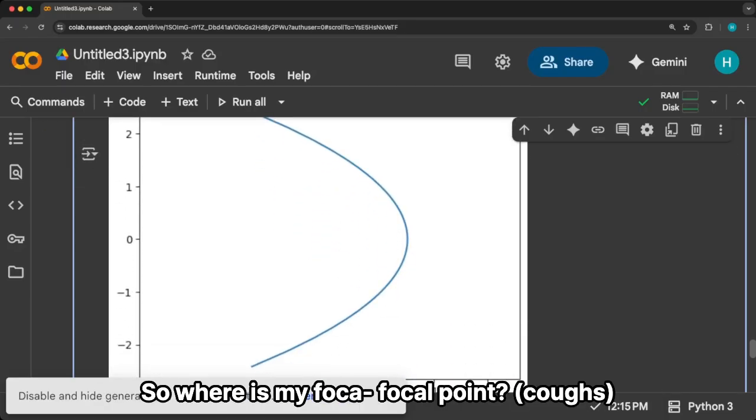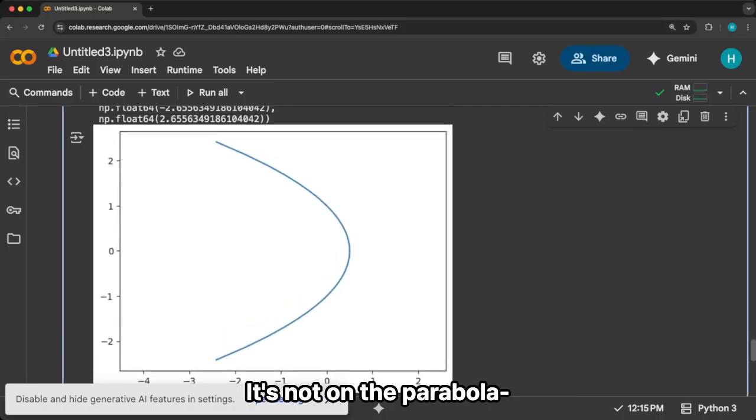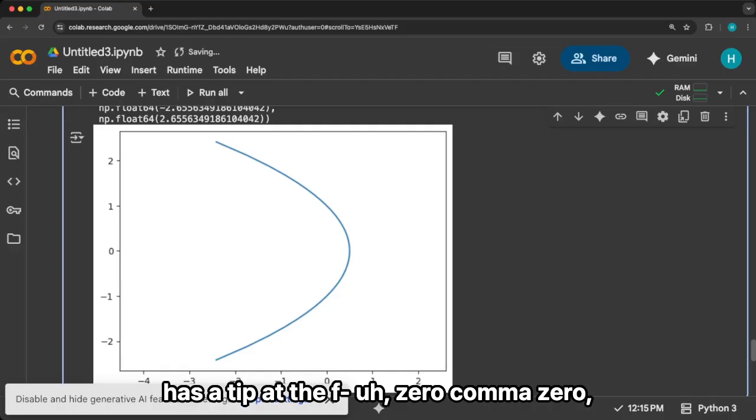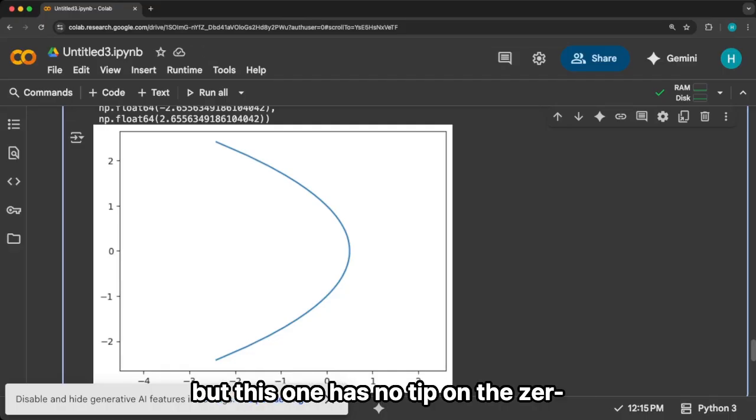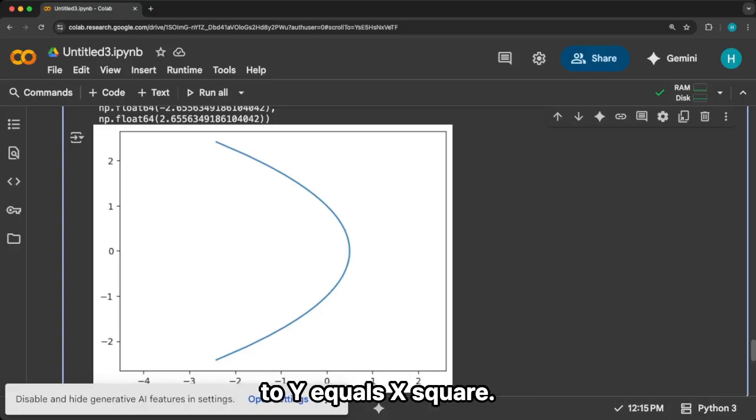So where is my focal point? The one focal point is right here. It's not on the parabola. Don't get confused with the formula I gave at the beginning. The y equals x squared has a tip at 0, 0, but this one has no tip at 0. The tip is not on the origin. The origin is the focal point. So the focal point is here. If you want to write the formula of this parabola in Cartesian coordinates, you're not going to get something similar to y equals x squared. It's a bit different.